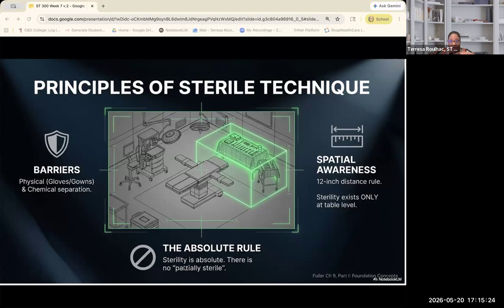There's also that table level rule. Remember, we talk about everything is sterile at the table level. Think about gravity. I want you to think about airflow. Anything below the table, we can't see. It's not being monitored. So the sterile field, I want you to think, is a horizontal plane. It's not a vertical assumption. Now, there are cases where the sterile field moves, right? But we still maintain that table level is where the sterile field is.